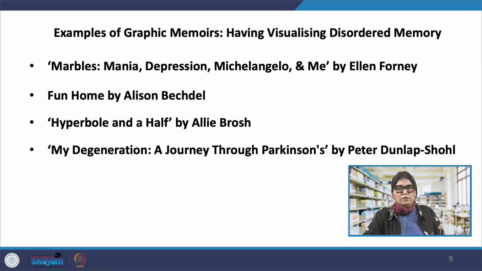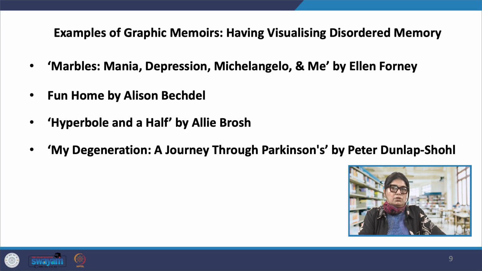Fun Home by Alison Bechdel uses intricate panels and visual repetition to show the constructed and performed nature of memory. Hyperbole and a Half by Allie Brosh employs simple expressive drawings to represent emotional, chaotic states of depression. My Degeneration: A Journey Through Parkinson's by Peter Dunlap-Shohl documents cognitive decline through visual storytelling.